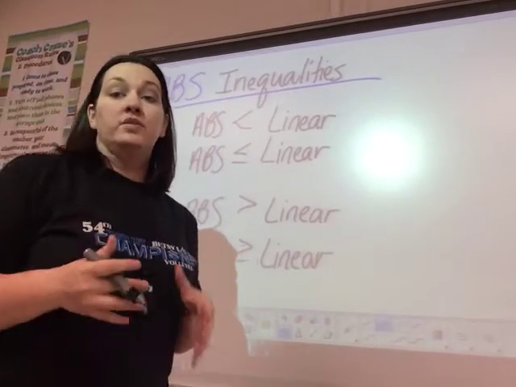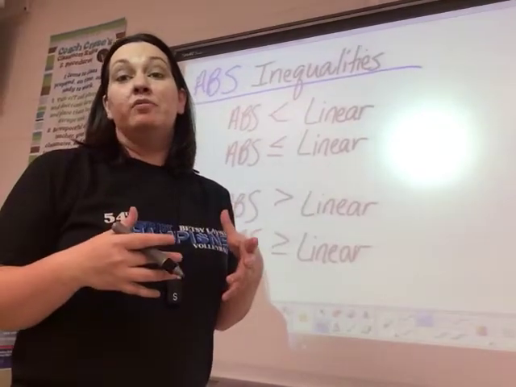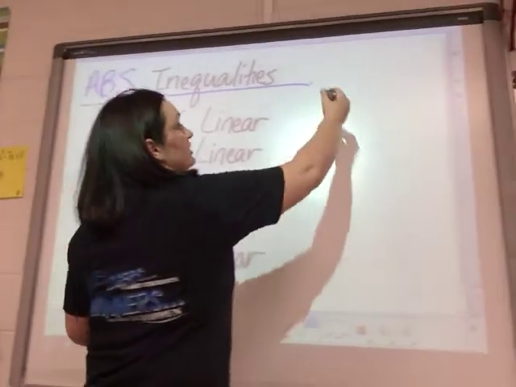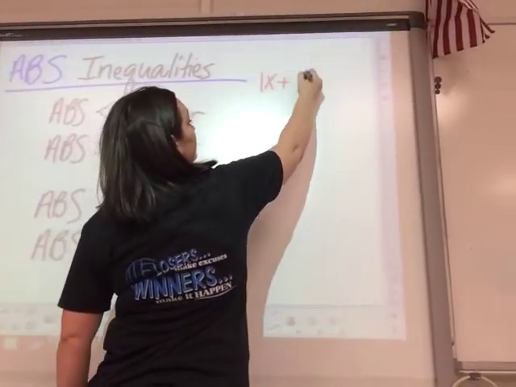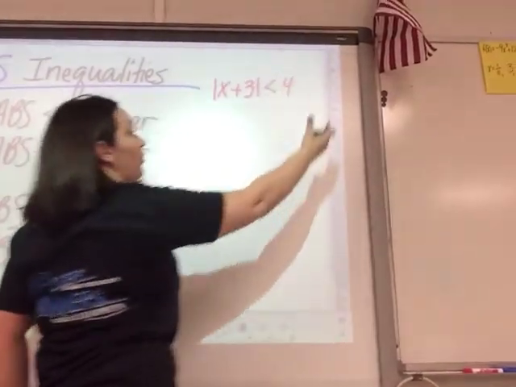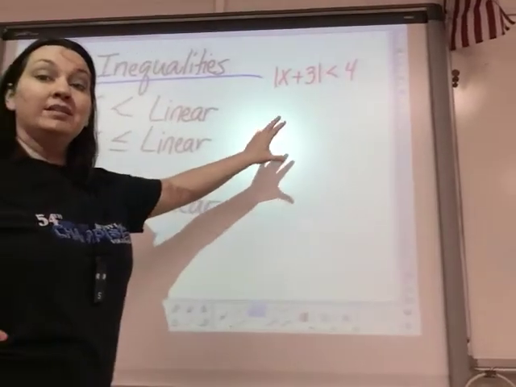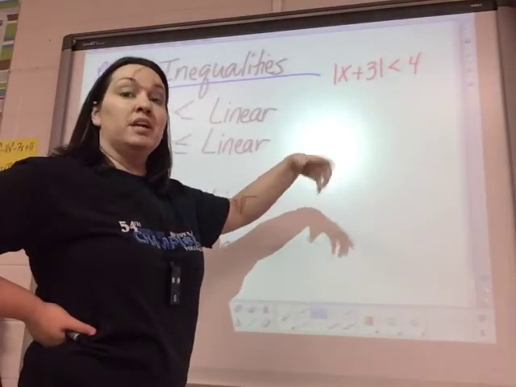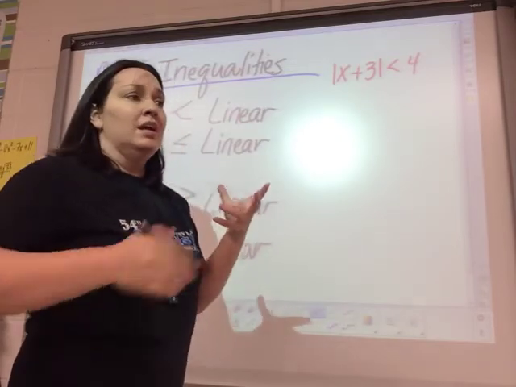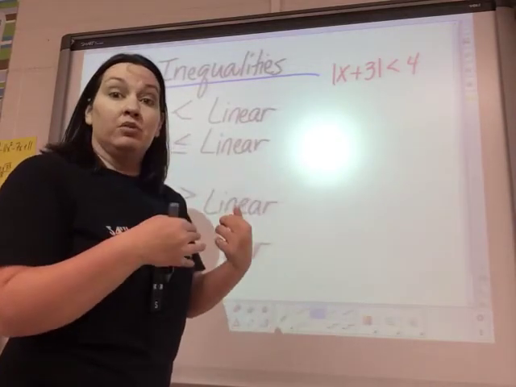Okay, so for our next video, we're gonna look at absolute value inequalities. I want to remind you what this looks like. This could be something along the lines of absolute value of x plus 3 less than 4. Okay? Before I discuss how to do this graphically and algebraically, I want to talk a little bit about what this means as far as two different graphs being graphed on the same grid.